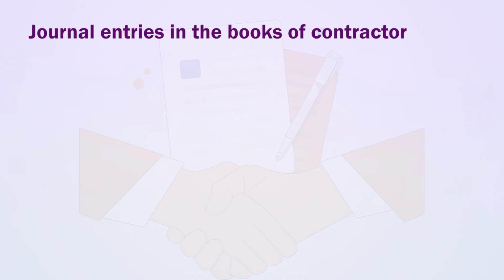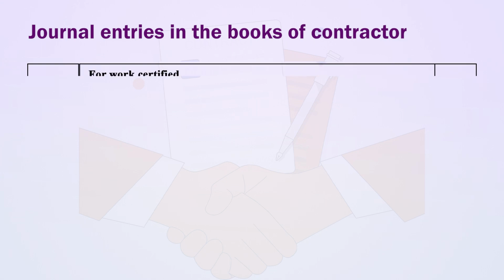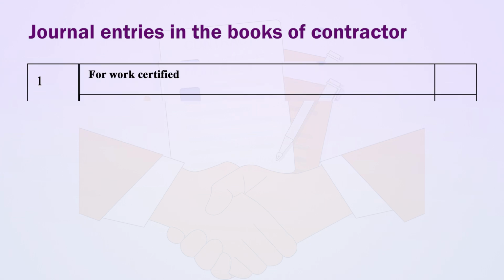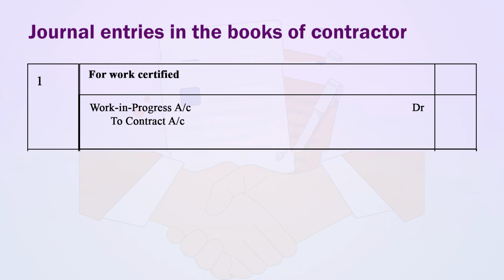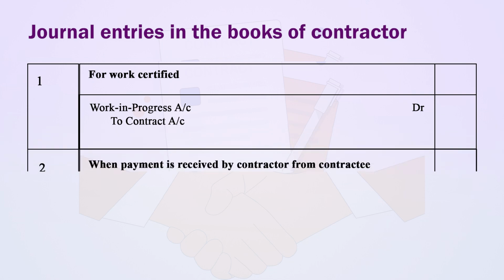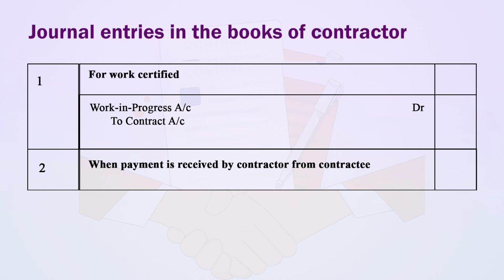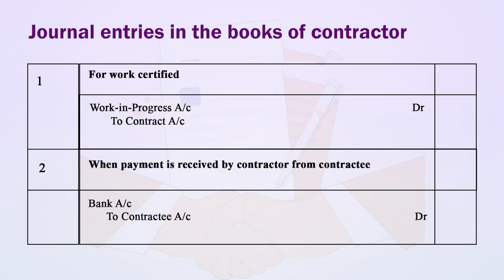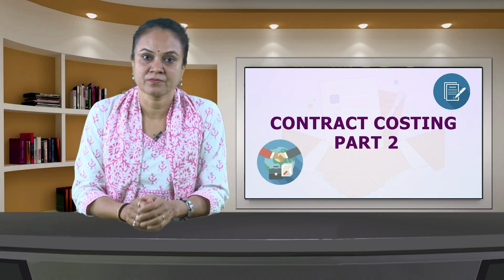Let us understand the journal entries in the books of the contractor. First, for work certified, work in progress account debit to contract account. Second, when payment is received by the contractor from the contractee, the entry is bank account debit to contractee account.